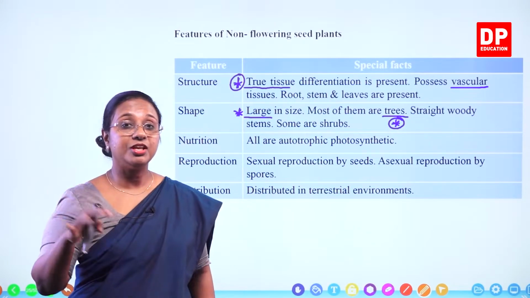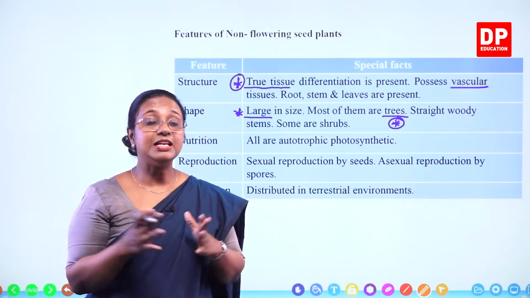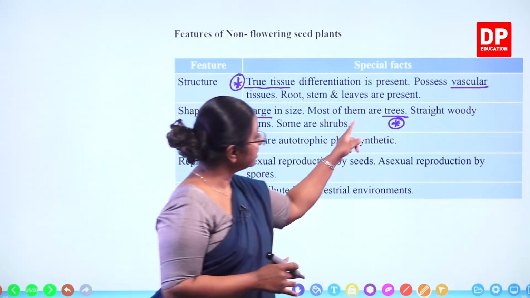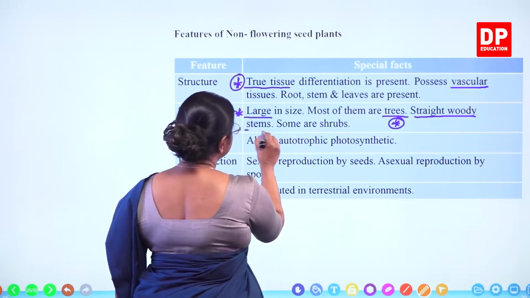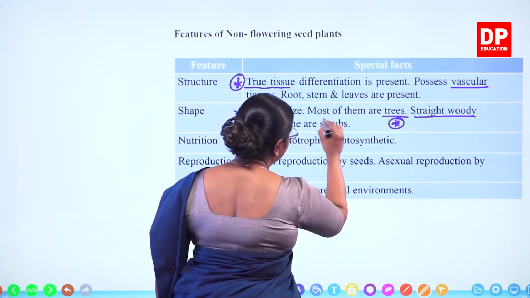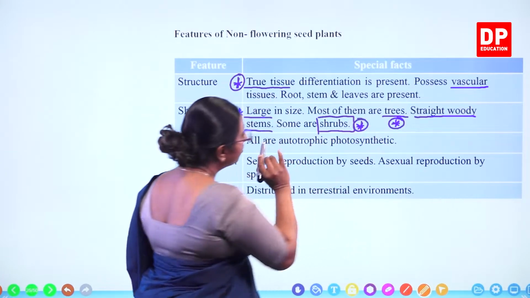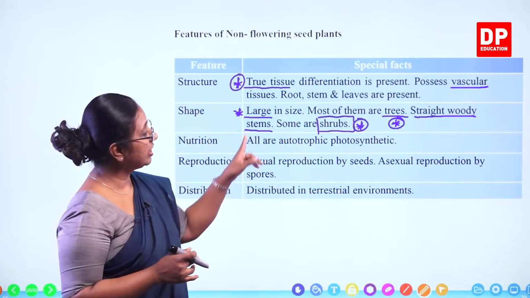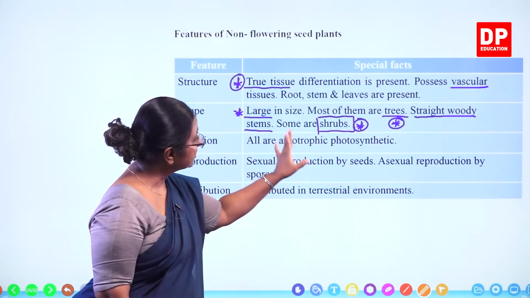When you look at a tree, you can see the woody stem and you can see the leaves separately. There is a strong root system. So those are the trees. And here they have a straight woody stem. And some can be shrubs. So most of them are trees. The cycas, pinus, they are mostly straight woody stemmed trees, whereas there can be some shrubs.